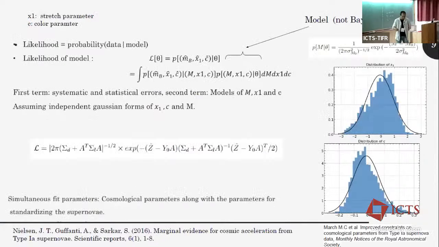Yeah, so I'll explain the statistical model here. Basically, I have used the statistical method which was used in Nielsen, Kufanti, and Sarkar, and which was derived from the frequentist version of this Bayesian analysis, which used a Bayesian hierarchical model for supernovae analysis.